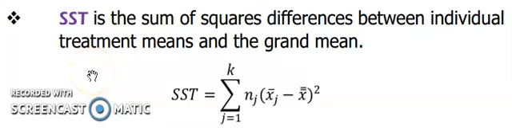Next, we need to calculate SST, whereby SST is the sum of squares differences between individual treatment means and the grand mean. So this is the formula for SST, and this x bar j is the treatment means, and this is the grand mean, and this is the sample size.